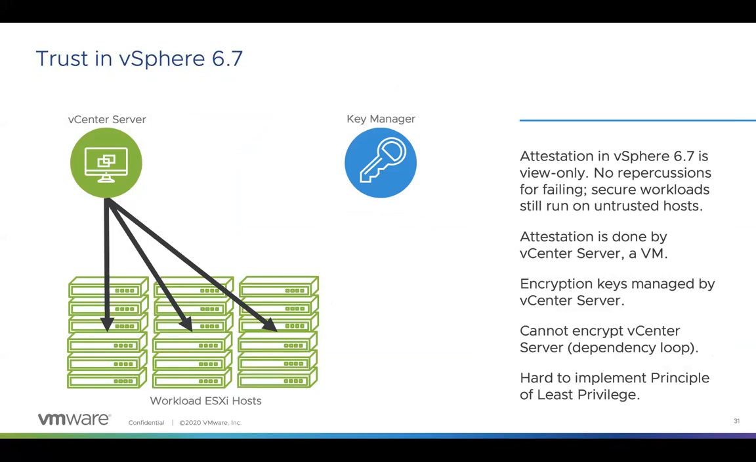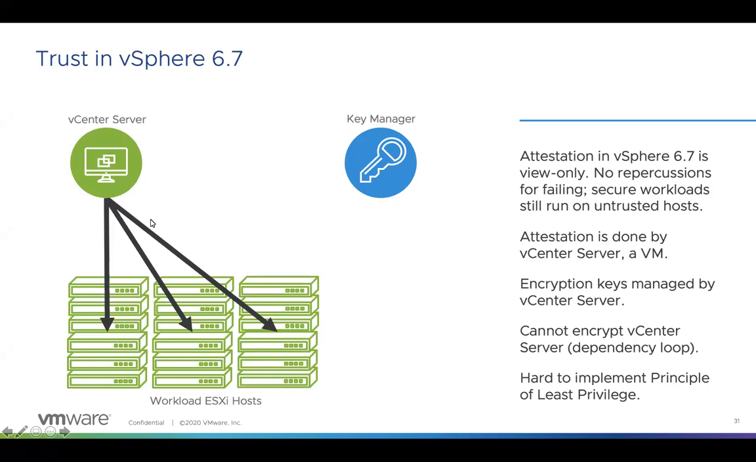If you remember in 6.7, the attestation is done by vCenter Server. So it's done by a VM. Encryption keys, everything is managed by vCenter Server. That means you cannot encrypt vCenter Server. It leads to a dependency loop. If you want to encrypt something, it is done via vCenter Server, and the keys are saved as part of vCenter Server. So you can't encrypt the vCenter Server.